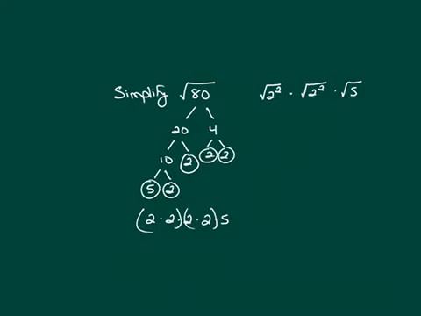And the reason I wrote that as 2 squared is because squares and square roots cancel each other out. So therefore, the square root of 2 squared would just be 2 times 2 times root 5 for a final answer of 4 root 5.